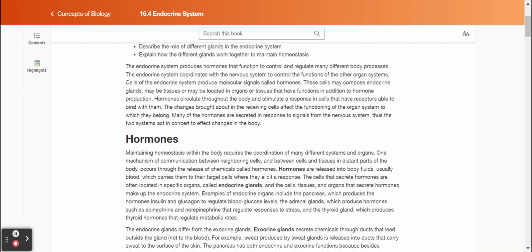Hormones circulate throughout the body and stimulate a response in cells that have receptors able to bind with them. The changes brought about in the receiving cells affect the functioning of the organ system to which they belong. Many of the hormones are secreted in response to signals from the nervous system. Thus, the two systems act in concert to affect changes in the body.